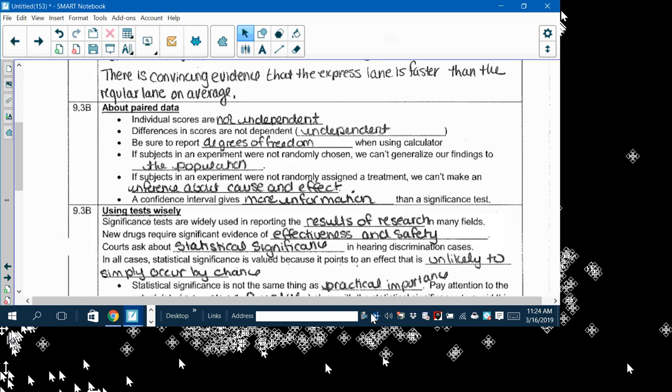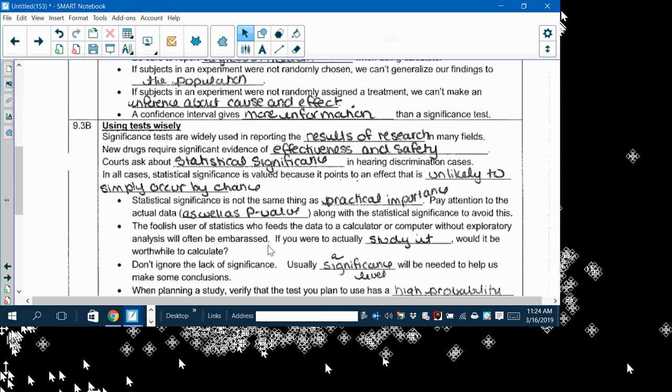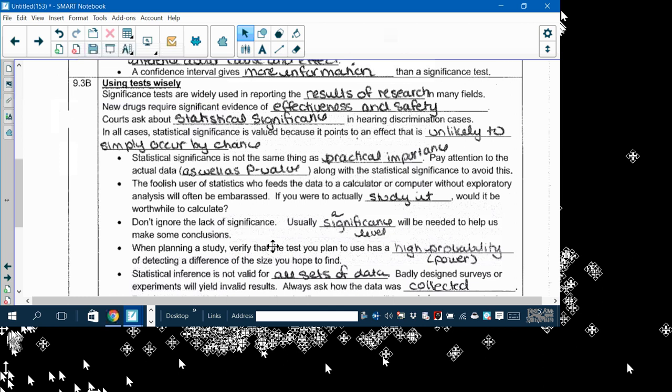So there's a couple things that you need to be careful about, and using tests wisely. Remember that if you're not doing random assignment, you can't make inference about cause and effect. Be sure that you always report your degrees of freedom when using your calculator and write it down on your question. So let's talk about using tests wisely.